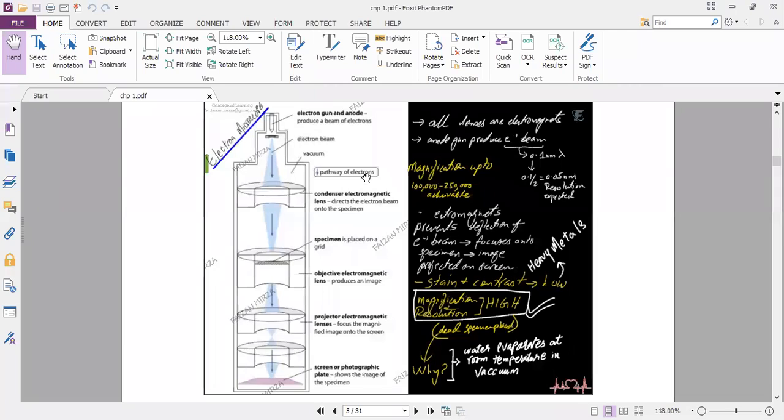The image which is projected on the screen will be a grayscale image. As I told you, you can transfer the image to a computer screen, and there is software in the computer that can add false colors to the electron microscopy image, because otherwise the image is grayscale, so the colors can be added accordingly, and this is how the details of the image can be seen.